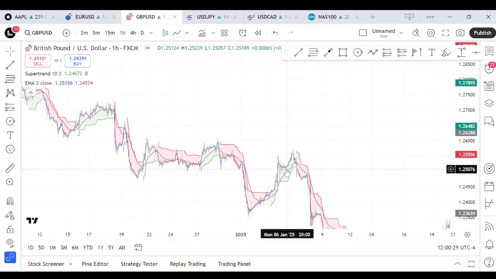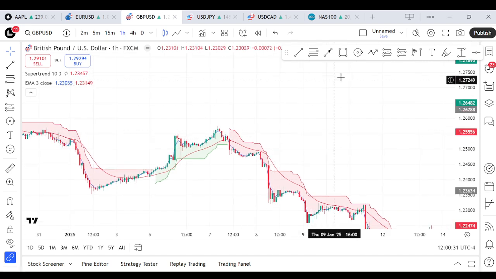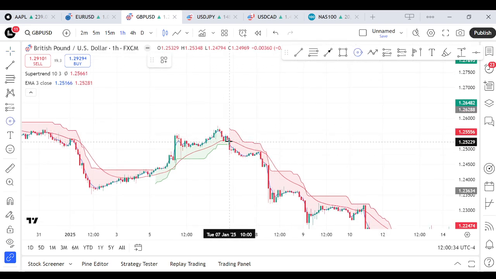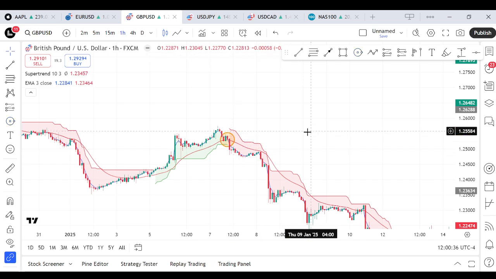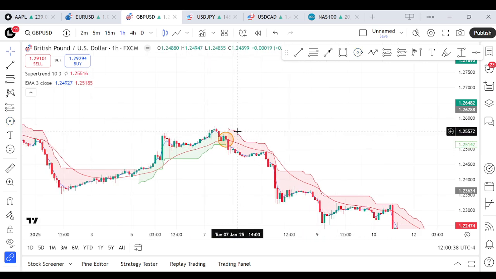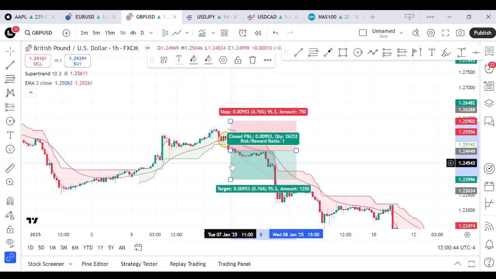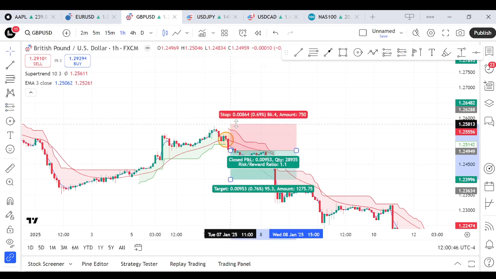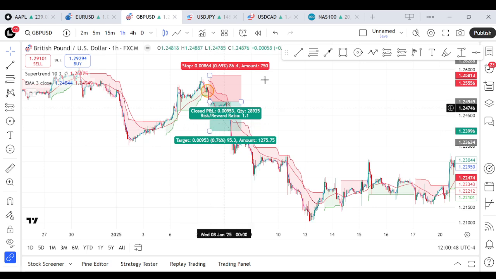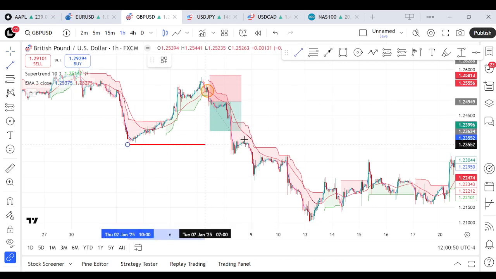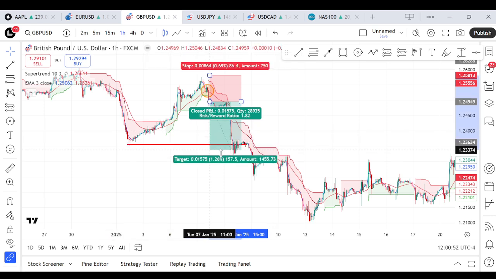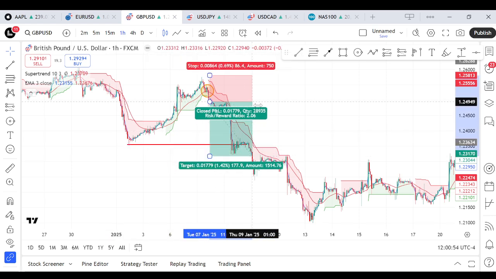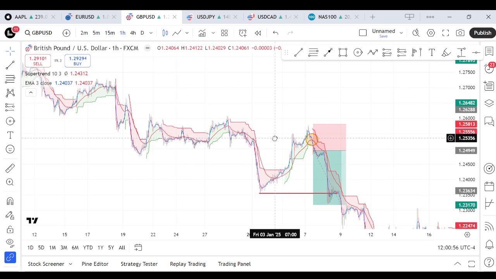So looking at this, we have the crossover happening right here, and also we have the SuperTrend line being above price and giving us a red color. So we'll just look to take a sell trade from here. Our stop losses are above that swing high, and our take profits at key support levels like this one, or we could just target a 1:2 risk to reward ratio, and you could just go on and on.